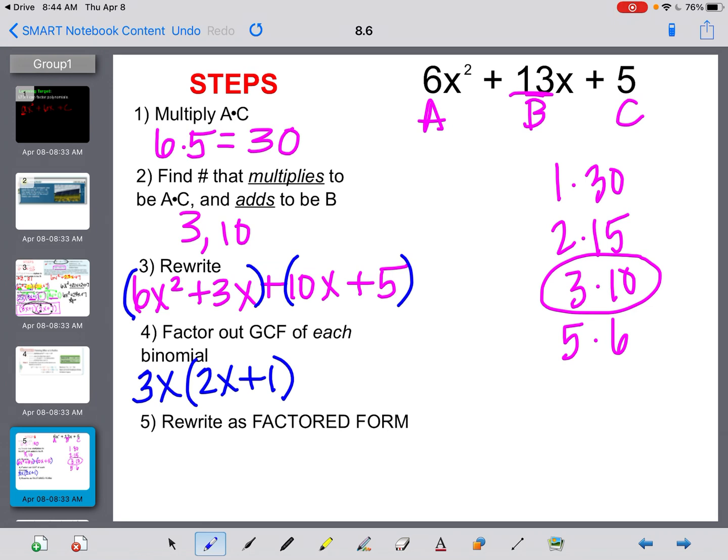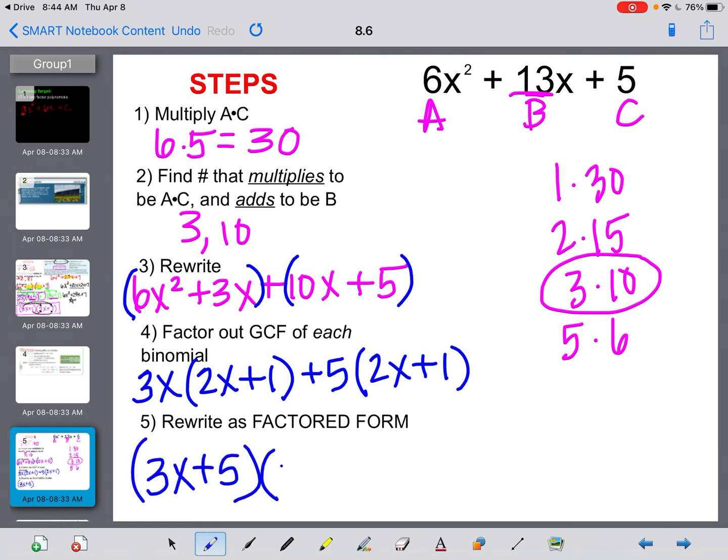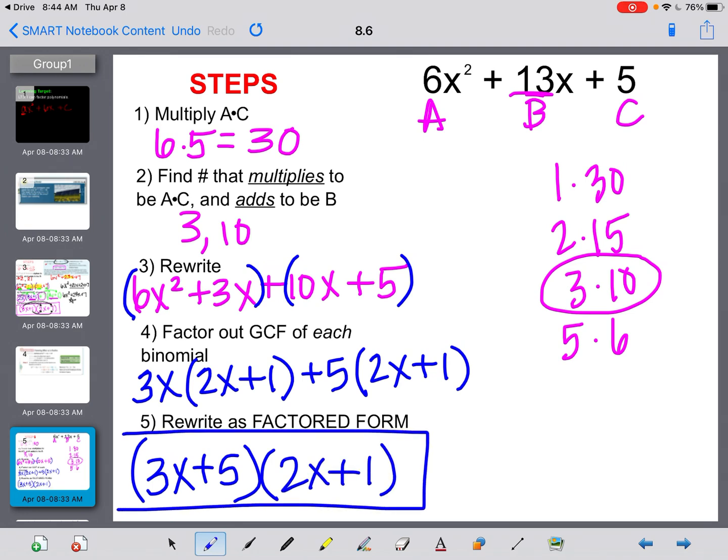10x plus 5, the greatest common factor is a positive 5, which would leave me with 2x plus 1 on the inside. Okay, so then I rewrite it all together in factored form, and I will have 3x plus 5 times 2x plus 1 as my final answer.